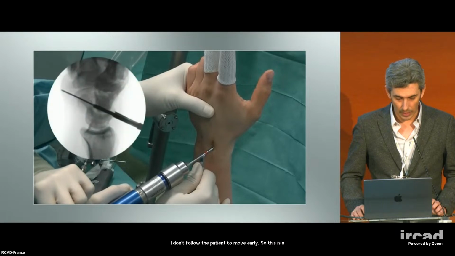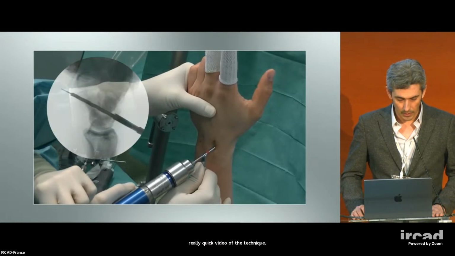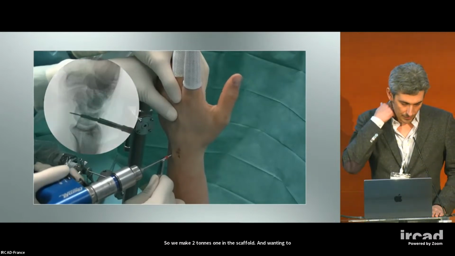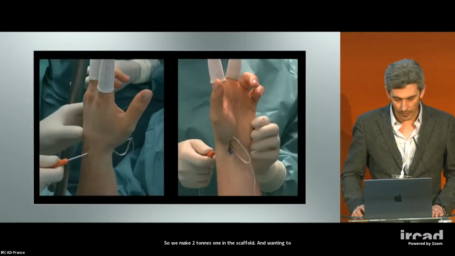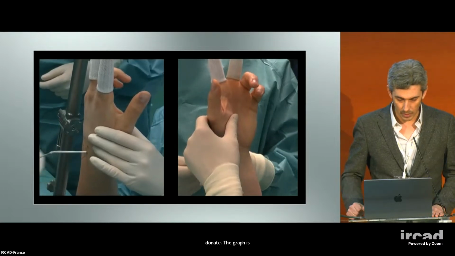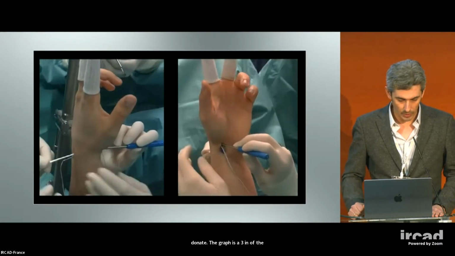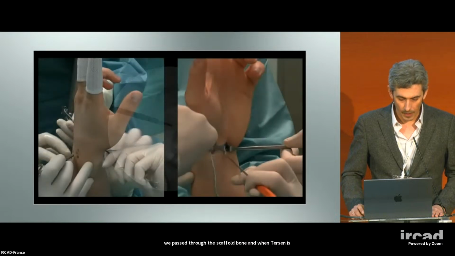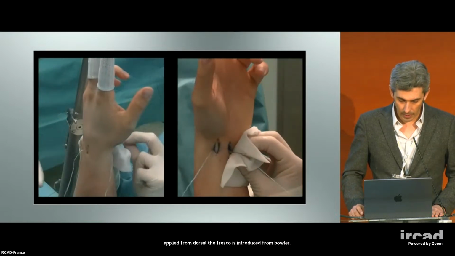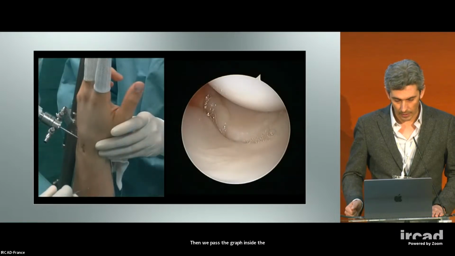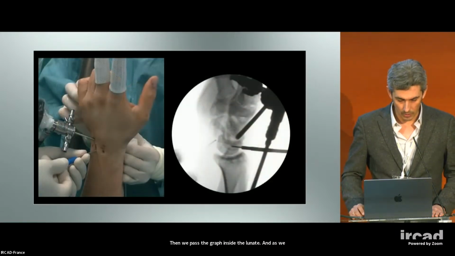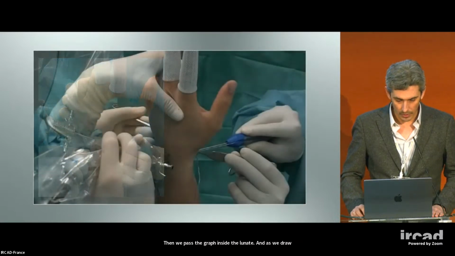So we make two tunnels, one in the scaphoid and one in the lunate. The graft is a 3 mm hemitendon of the flexor carpi radialis. We pass through the scaphoid bone, and when traction is applied from dorsal, the first screw is introduced from volar. Then we pass the graft inside the lunate, and as we traction from volar, you can see how the instability is reduced and the second screw is introduced.